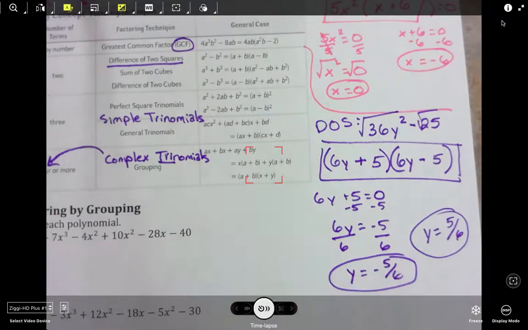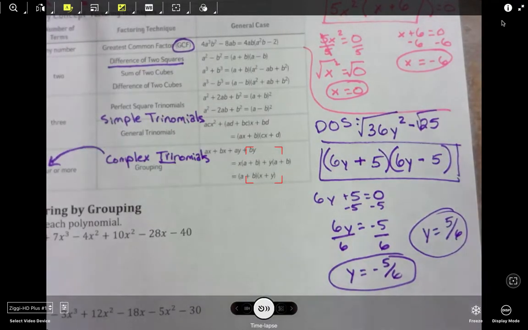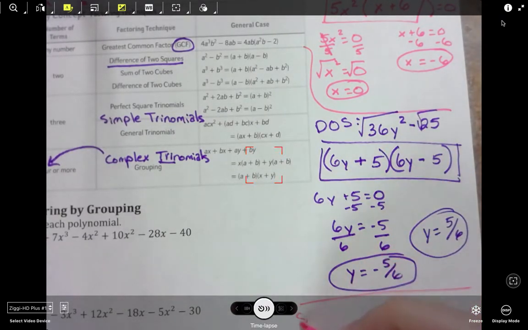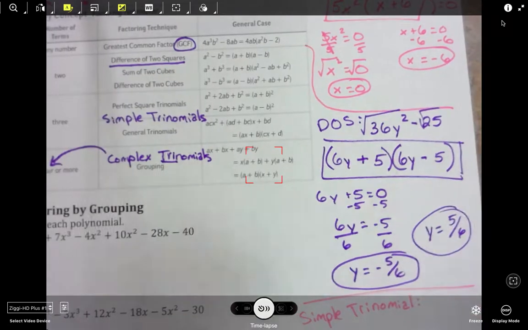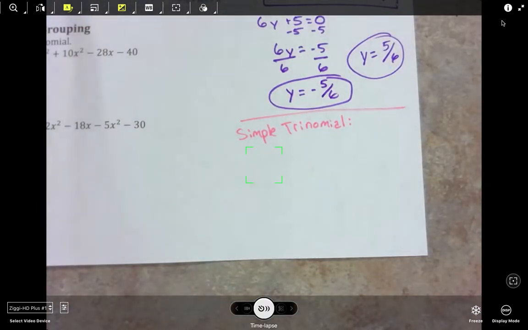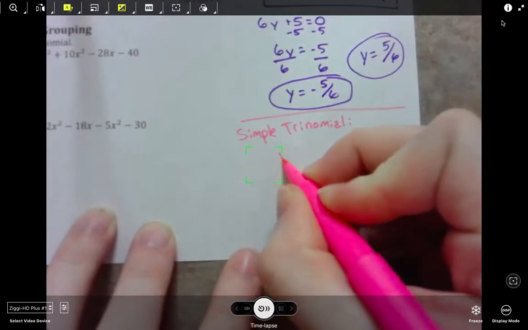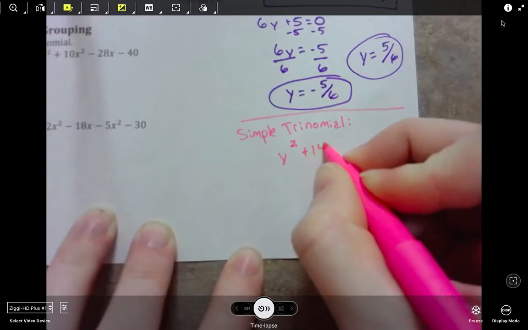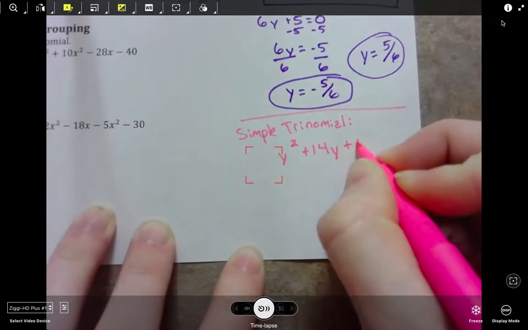Okay? Next example. Let's do this in a different color. Let's do this simple trinomial. I'll move this down here. Simple trinomial. Okay, here's the third one in that box. And my example for this one, let's use y squared plus 14y plus 48.